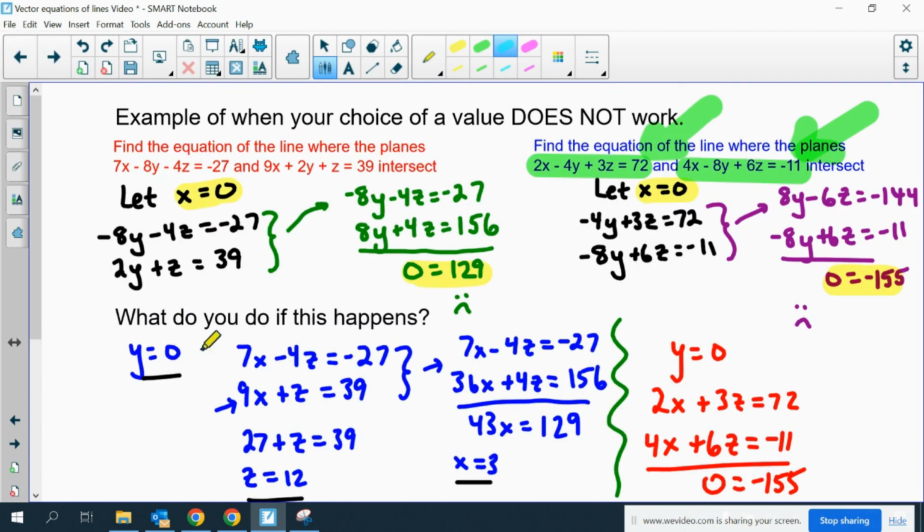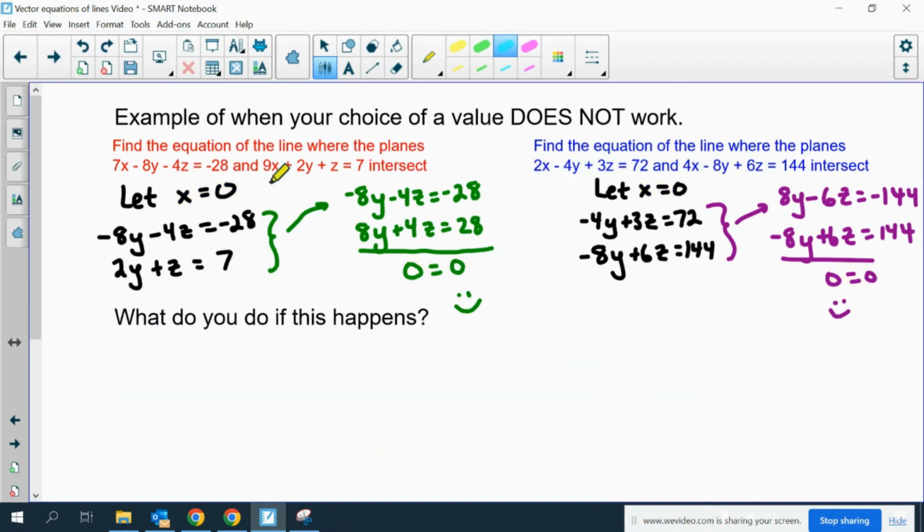So what do we do when this happens? Try something else. In this case, you probably don't have to try something else if you at least look at it and see that it doesn't make any sense. Now what happens when your value doesn't work, but it doesn't work because it actually works all the time? Like if you get 0 equals 0, we know from systems of equations from Algebra 1 and Algebra 2 that that means that you have infinitely many solutions.